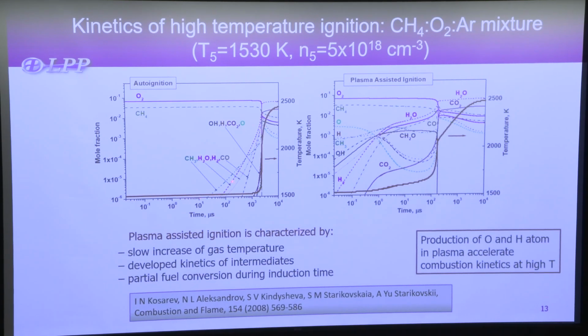You can see this is the auto ignition. You can see the ignition delay time is very long. And here, this is plasma. Plasma creates a lot of species before the ignition happens. So these radical species then help the ignition to occur much faster.